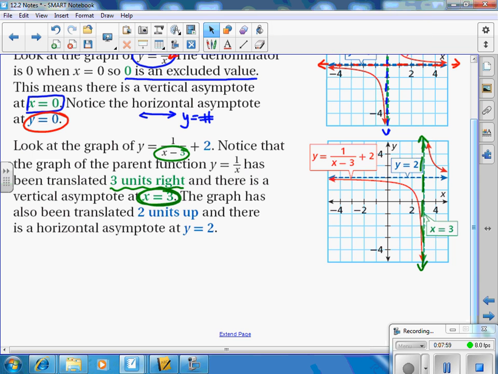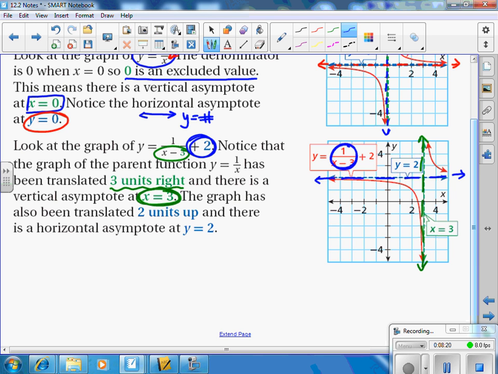And then we noticed that this plus 2 part of our equation moved all the y values up 2 spaces. So now there's nothing that I could plug into my equation to get out 2 for y. Absolutely nothing. Because in order for that to happen, this whole fraction would have to equal 0, and we know that can't happen. So y can never be 2. Those are our 2 asymptotes.